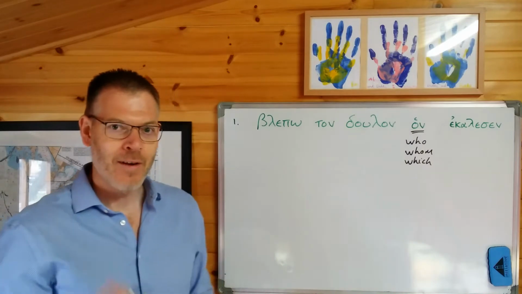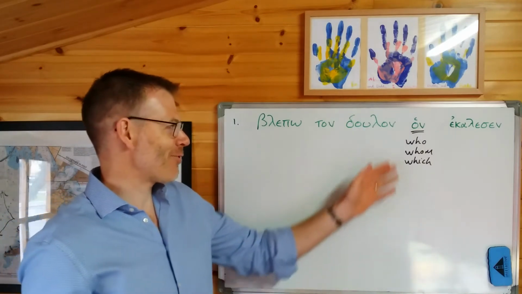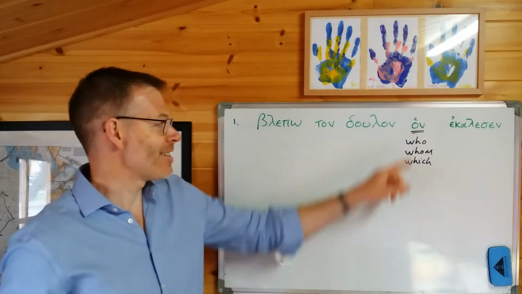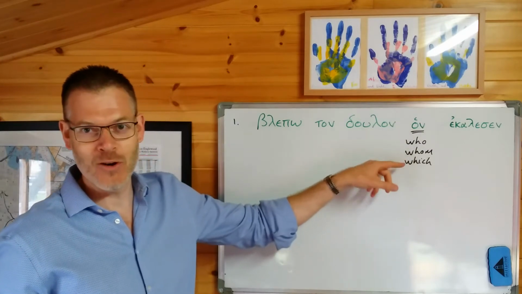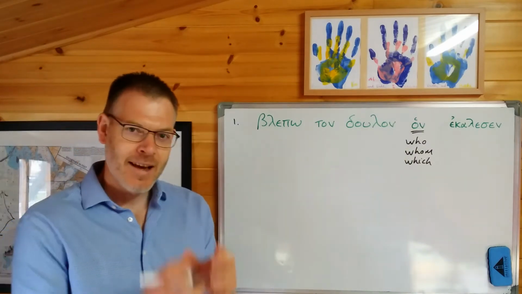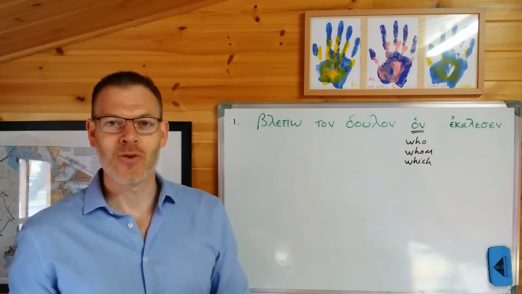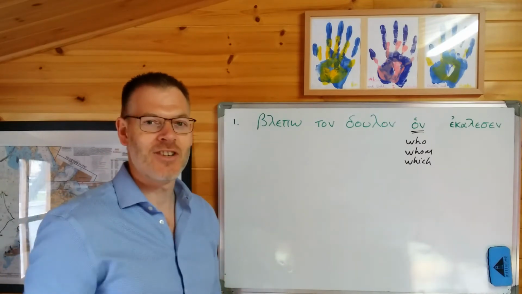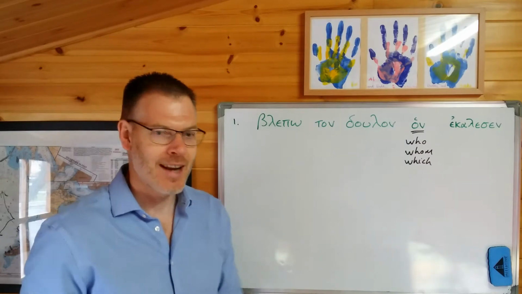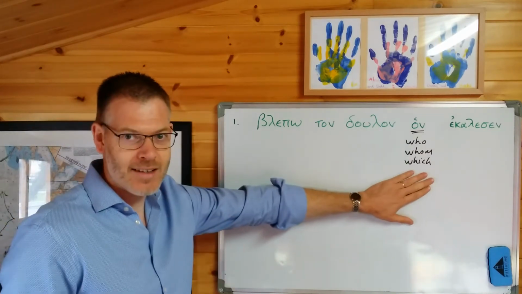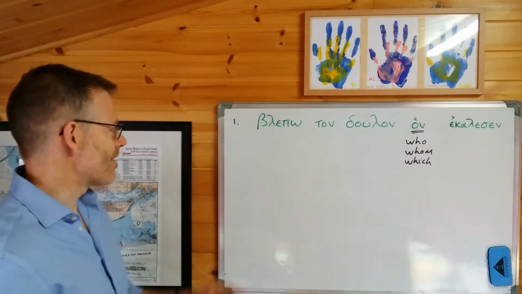Why do you do that? Firstly, because you're going to need one of those three words in this sentence, because this means one of them: who, whom, or which. Secondly, because this starts to exploit the way in which the relative pronoun works in English and the way in which it's similar to how it works in Greek. Let me show you what I mean. Once you've done that, then crack on with the rest of the sentence in the normal way.